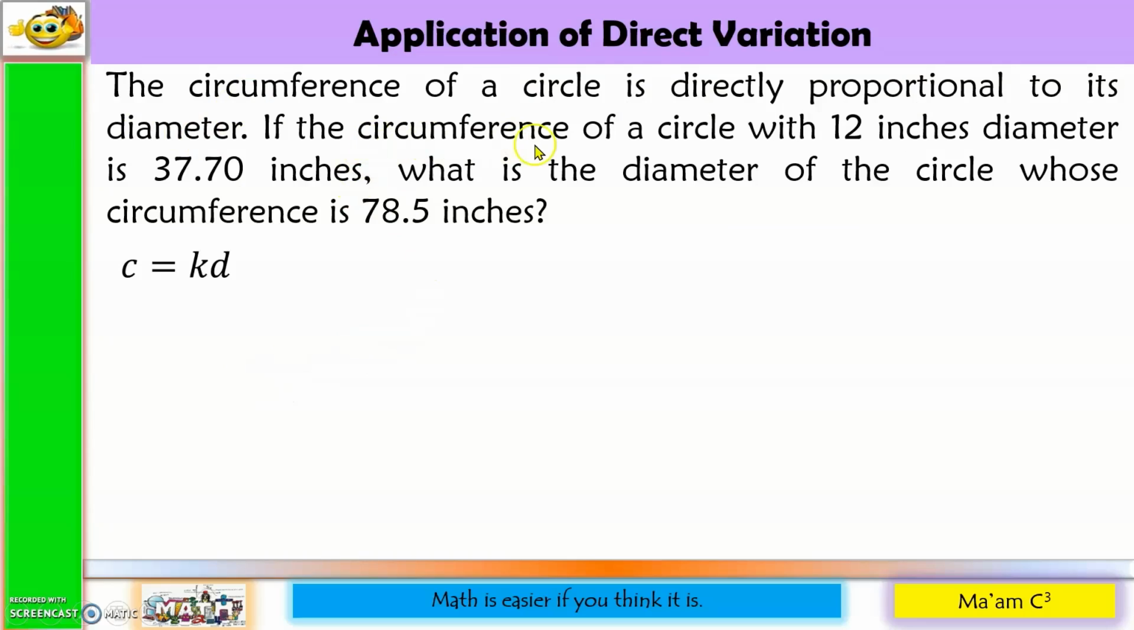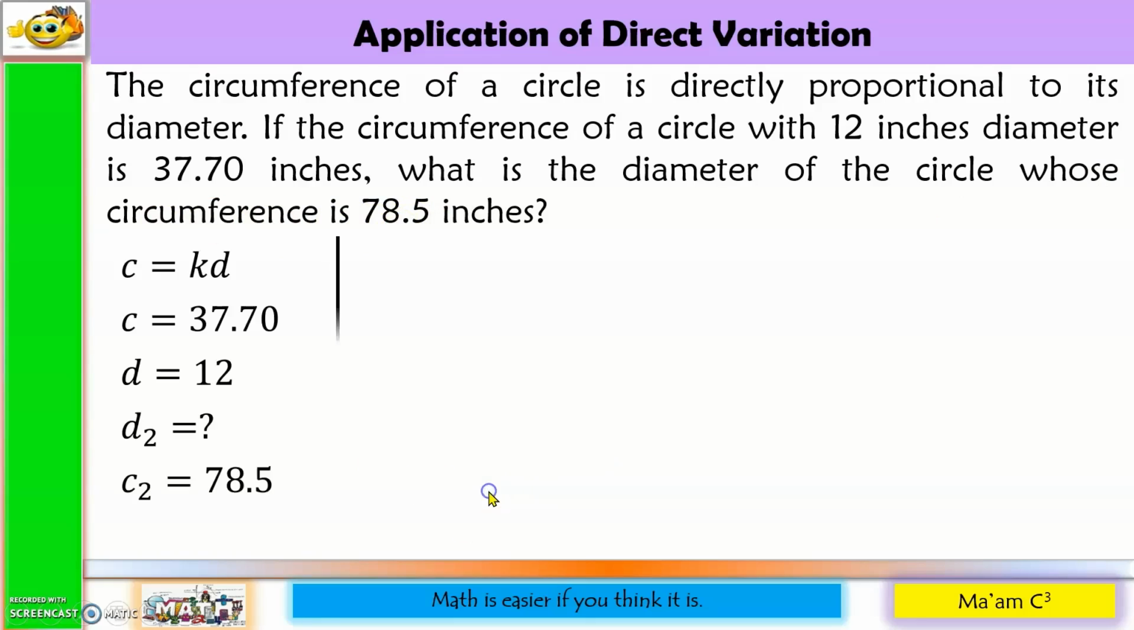Next, the circumference is 37.70 if the diameter is 12 inches. Next, what is the diameter? So we are asked to solve for D sub 2, whose circumference is 78.5. So C sub 2 is 78.5. So our formula is C equals kD. Let us substitute these values here.